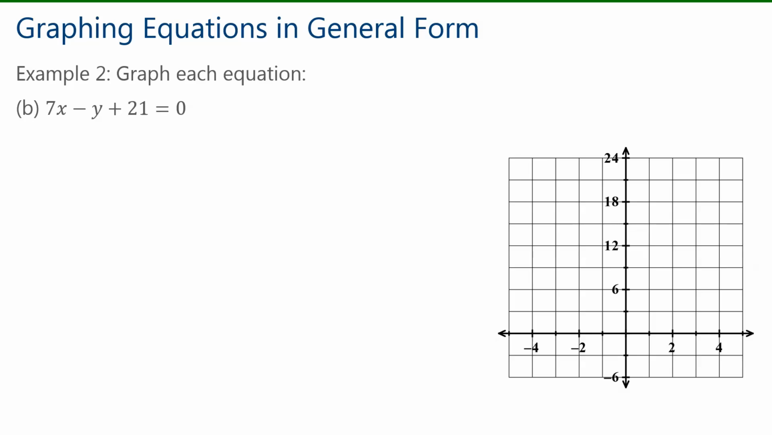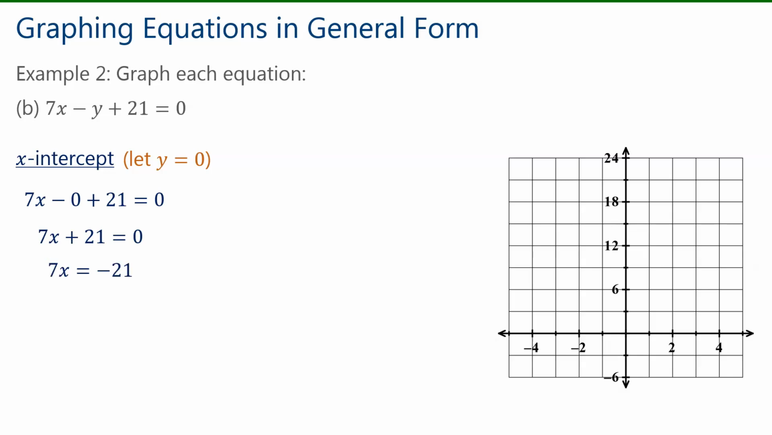So let's do one more example. So to find the x-intercept, y is going to be 0. So that middle term is 0, which means it cancels out, giving us 7x + 21 = 0. Bringing the 21 over to the right-hand side, we get 7x = -21. Now to solve for x, I have to divide both sides by 7, giving me that the x-intercept is -3. And there's the point.